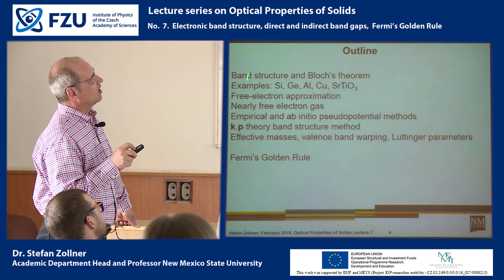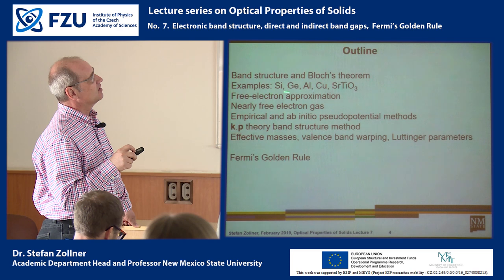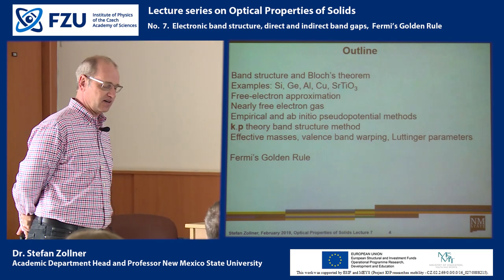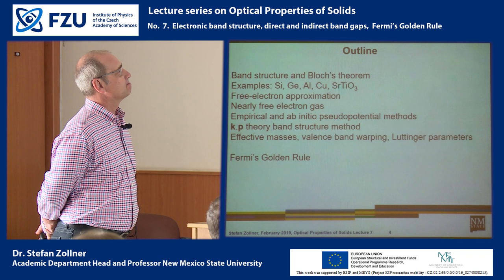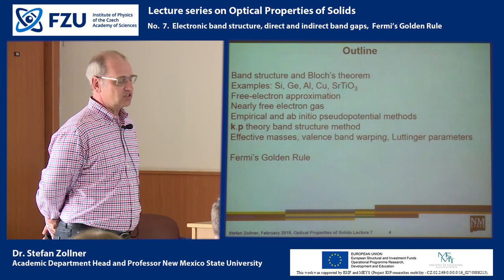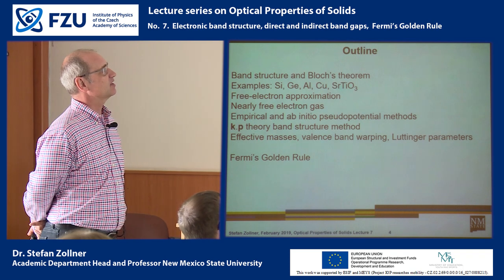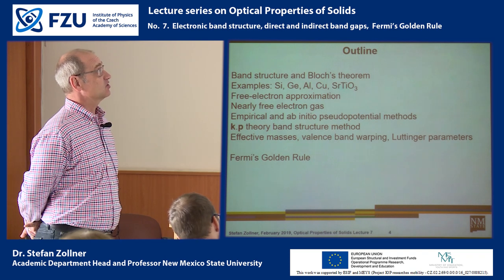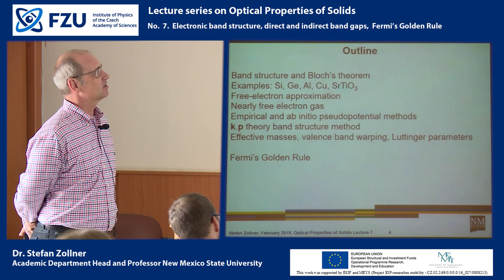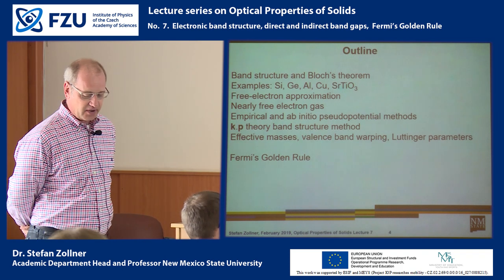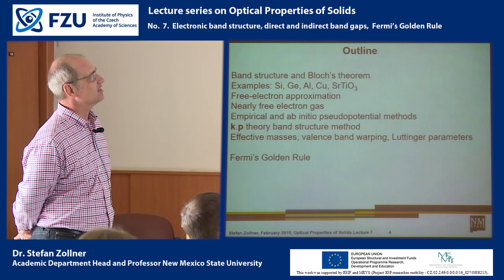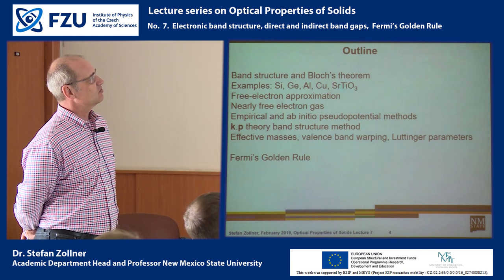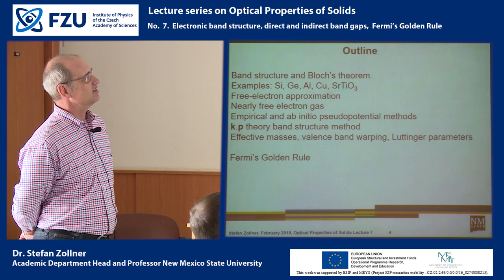So we talked today about how the band structure is derived from Bloch's theorem. I gave you examples for different types of materials for their band structures. And we treated band structures with various approximations, including setting the potential equal to zero in the free electron approximation, treating the potential in perturbation theory with a nearly free electron gas. We've talked about plane wave expansions of the wave functions and the related pseudopotential methods. And then finally, we used the k dot p theory to describe effective masses and warping of the valence band.